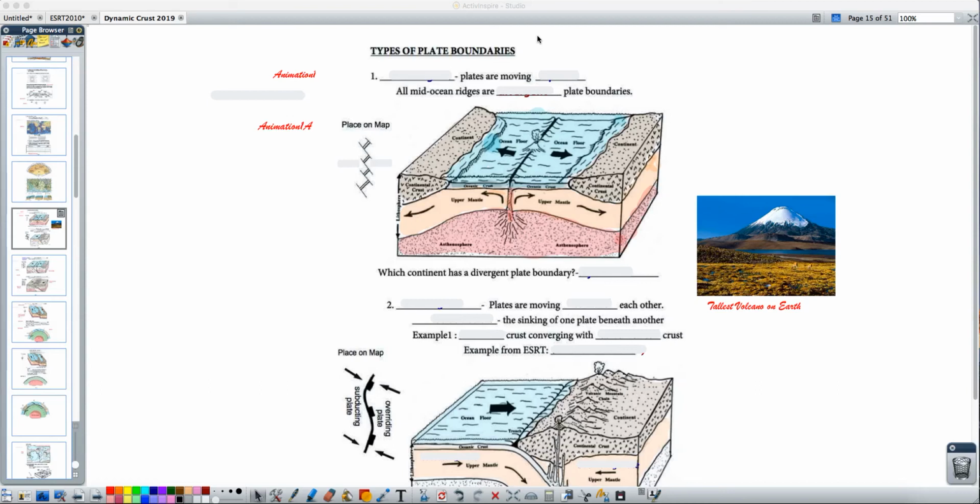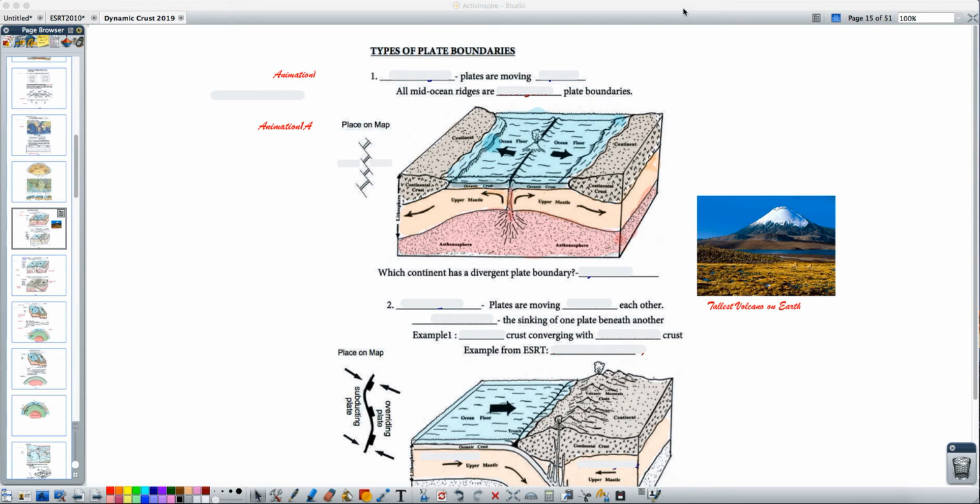Hi everyone. Alright, today we're going to delve a little deeper into plate tectonics by looking at the plate boundaries and the forces that move these plates around. So let's start by going to the page of your dynamic crust packet that looks like this, which right now would be page 10. And also please have your ESRT open to page 5. And let's take a look at these things right now.